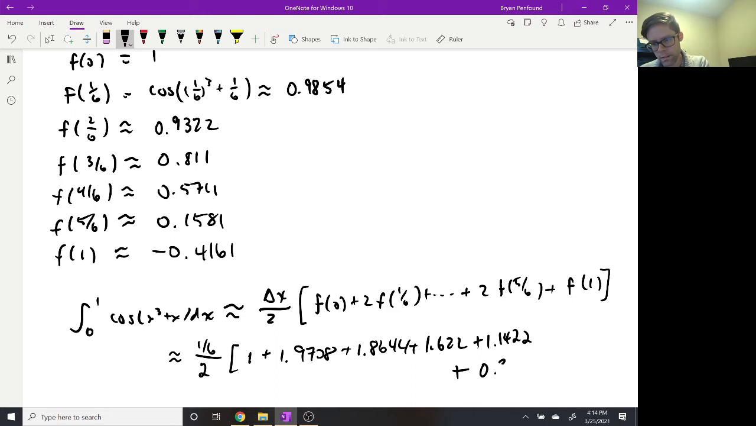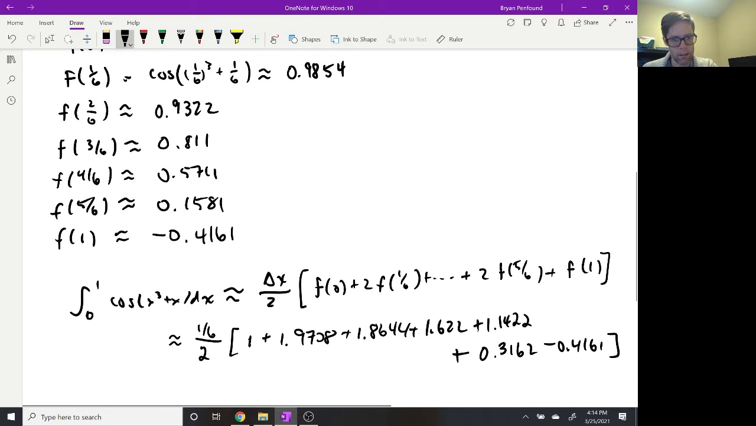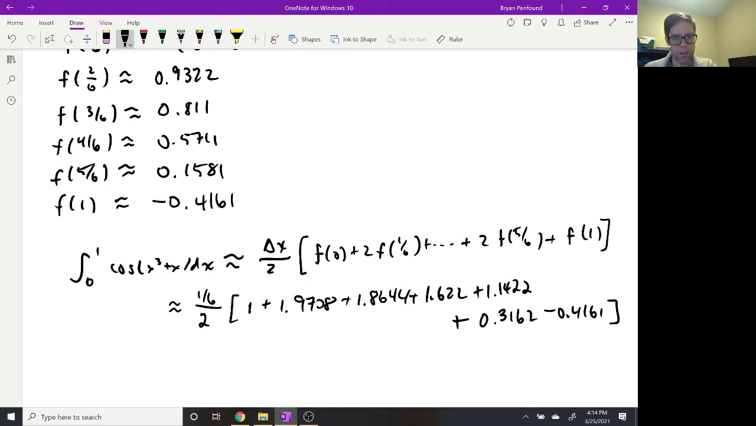That's going to get us here. And then finally, we don't need to multiply this last one by 2. We're just going to be subtracting 0.4161 at the end here. Alrighty, so we could convert this first thing to a decimal if we wanted to. Let's go 1/6 divided by 2. That should be 1/12. And as a decimal number, we're going to get something that's roughly 0.0833.